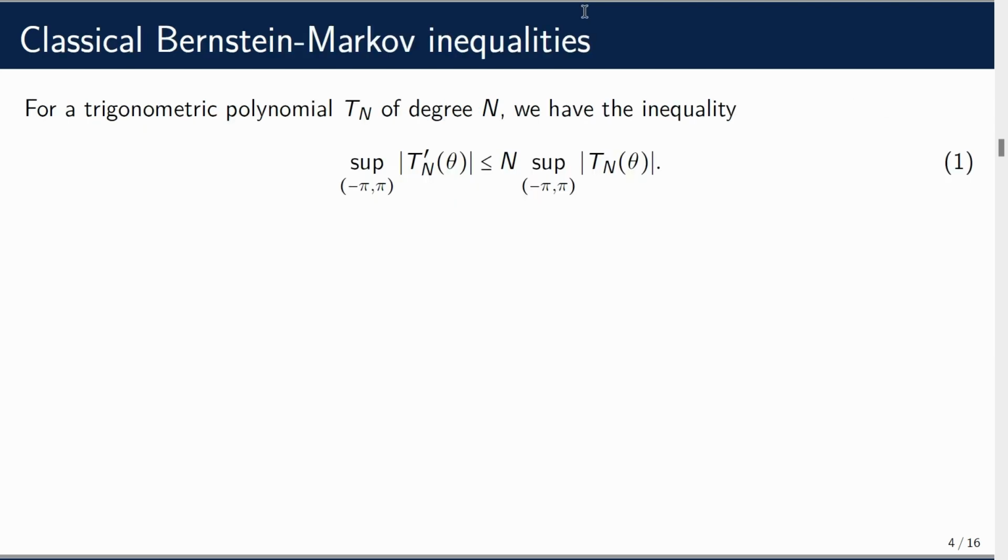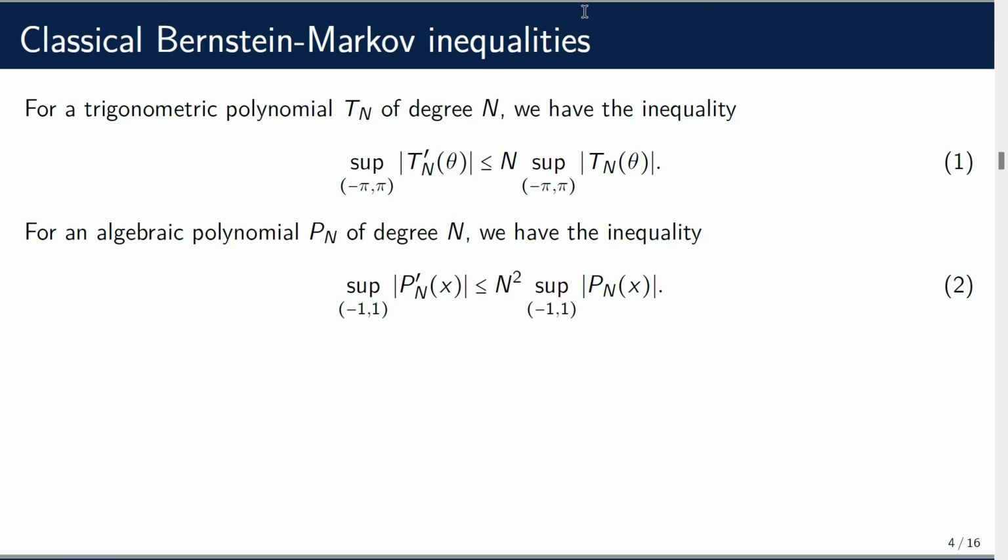for polynomials. Very classical inequalities, which are usually called the Bernstein or Bernstein-Markov inequalities. This is usually called the Bernstein inequality. For a trigonometric polynomial T_n of degree n, you can bound the supremum over the whole circle, say, or the interval minus pi to pi, of the derivative of the polynomial by the degree times the supremum of the polynomial itself. Okay, and this is the first inequality.